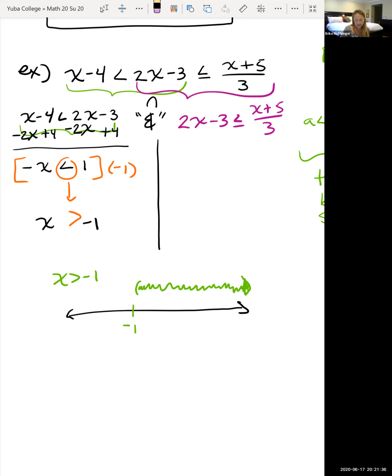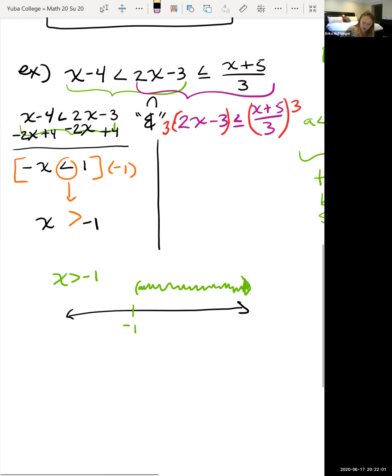So now let's look at that second inequality. (2x minus 3)/3 is less than or equal to (x plus 3)/3. So I don't like that there's a fraction. And so we can clear that fraction by multiplying both sides by your least common denominator. Well, there's only one denominator. So let's multiply both sides by 3.